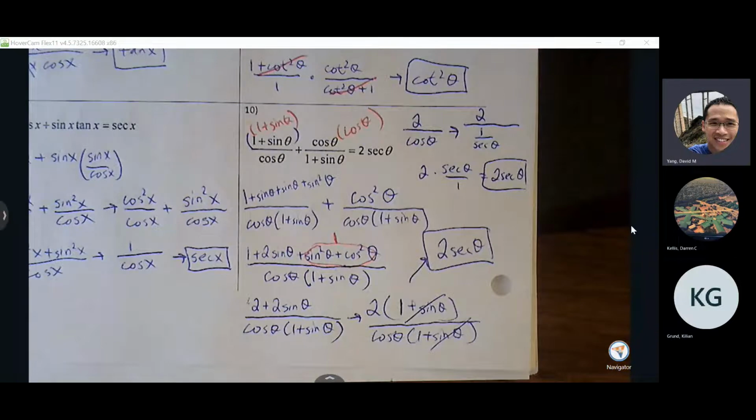All right, let me find some more sum and difference identities that we can practice with. I didn't put it on the sheet here.